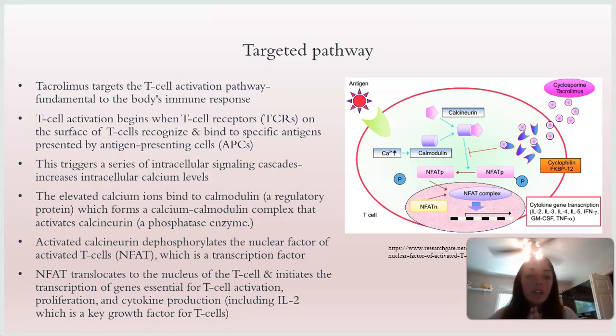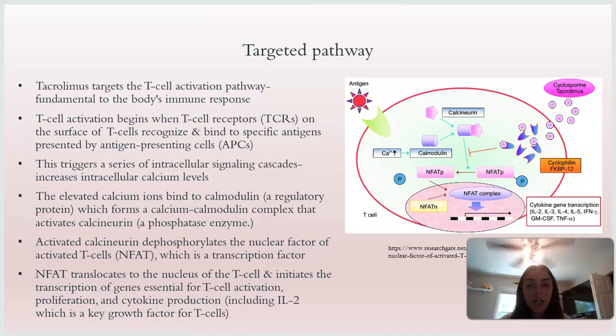So it targets specific pathways, such as the T cell activation pathway. This one's fundamental to the body's immune response. T cell activation begins when T cell receptors on the surface of T cells recognize and bind to specific antigens presented by antigen-presenting cells. This triggers a series of intracellular signaling cascades, which ultimately increases intracellular calcium levels.